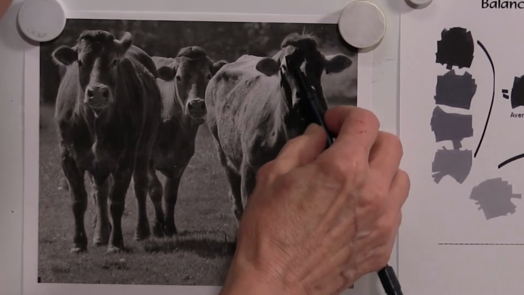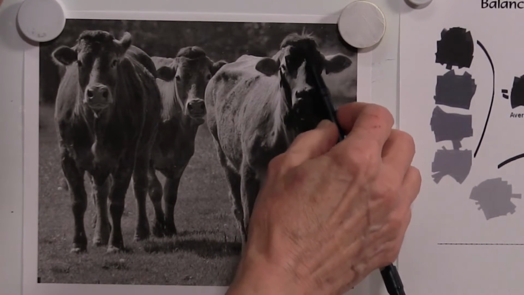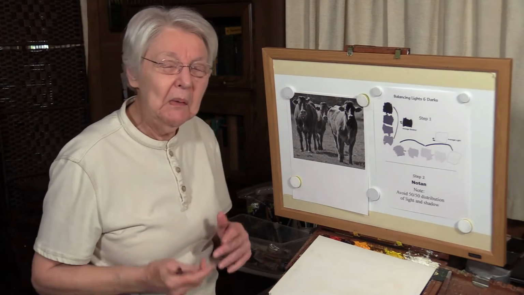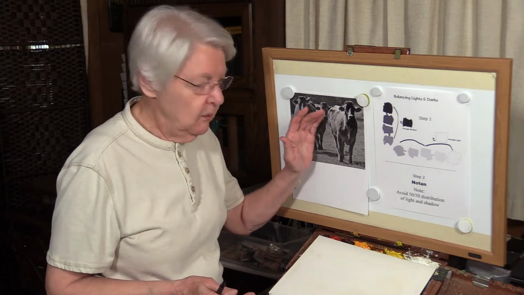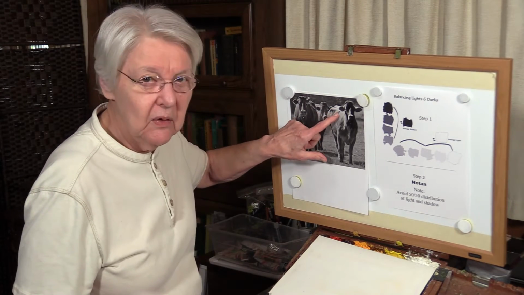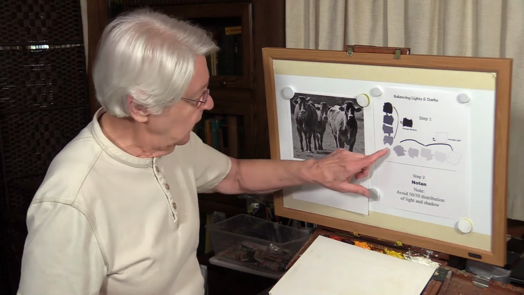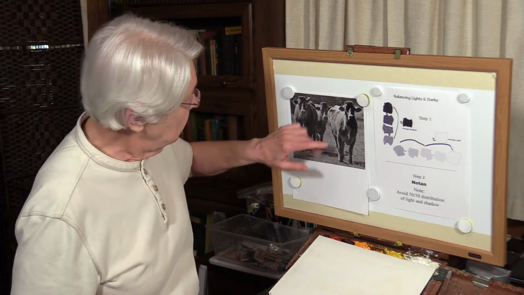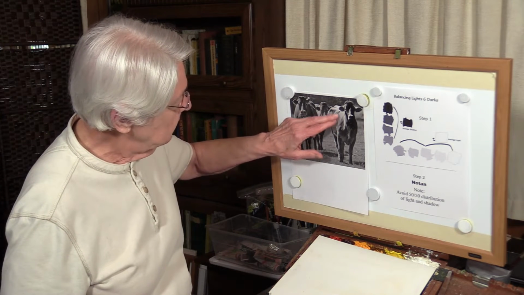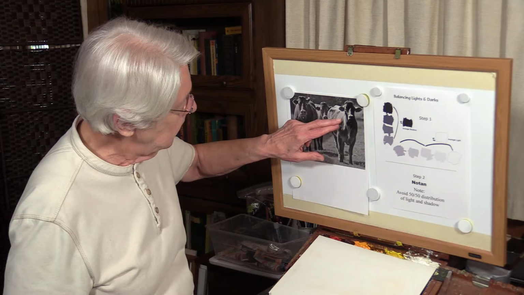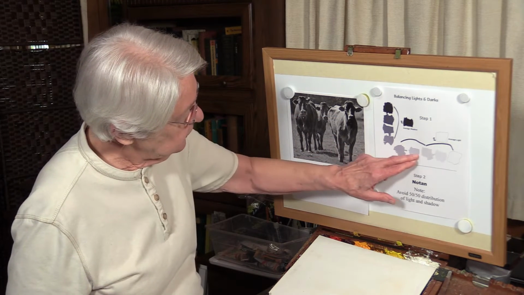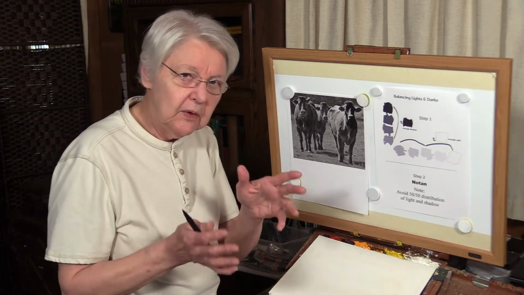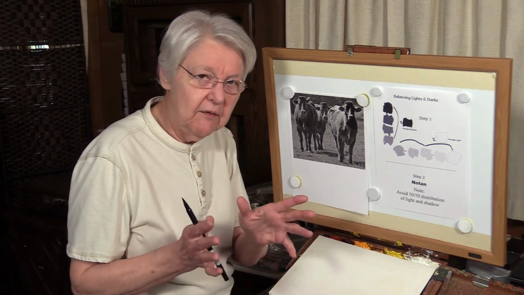Now, the next obvious question that someone's going to ask is, well, what if it's a black cow? It won't matter. A black cow is going to have light, and wherever the light's hitting it, that light's going to be in the light value range. These are dark cows, but look at the value, how strong the light's hitting. That light is going to fall right in here somewhere if the subject is black or very, very dark.